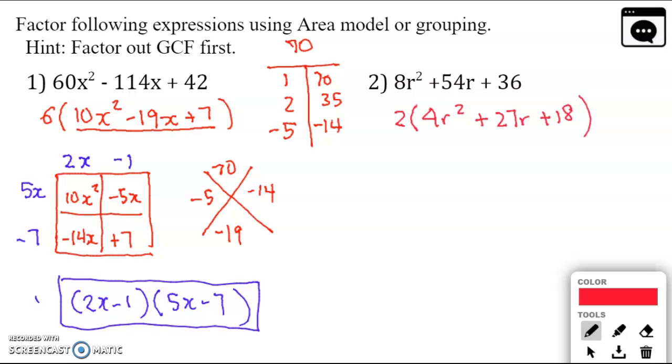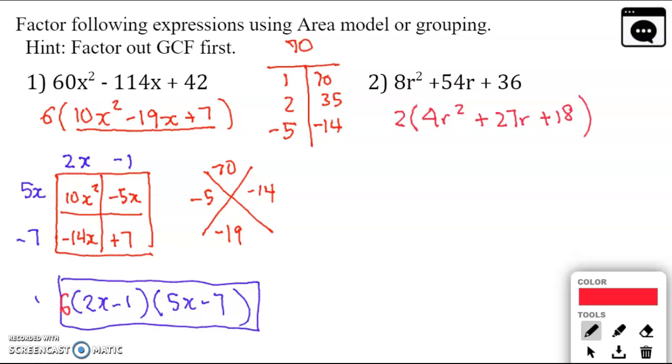Oh, actually, I made a mistake here, haven't I? With this, I factored out 6, so then my final answer has to be 6 times 2x minus 1 times 5x minus 7. So I can't forget that. All right, so then 2. Okay, so looking at 4, 27, and 18, I do know that there are no other common factors for 4, 27, and 18. So I am done here.